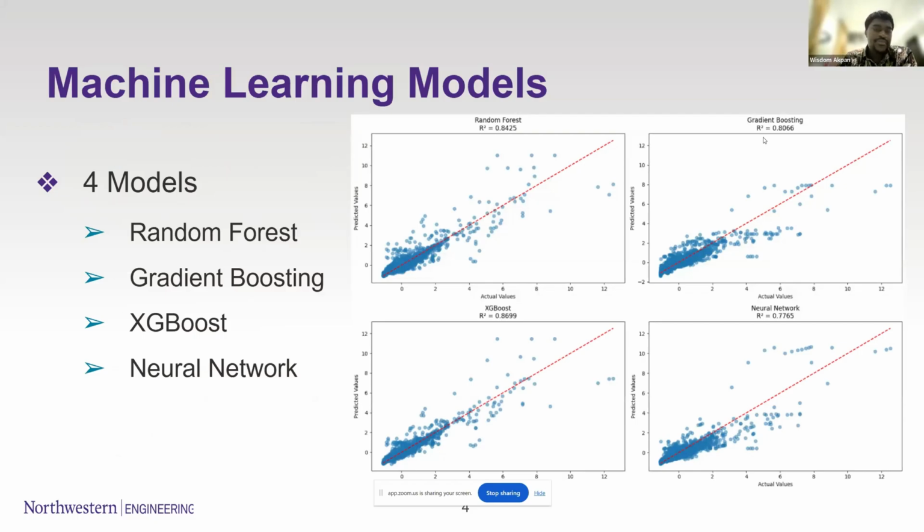We used four models: the random forest model, the gradient boosting model, the XGBoost model, and the neural network. We decided to use these four different models because of their unique features in terms of capturing complexity in whatever data you are using. So these are the four models that we decided to use for this project.